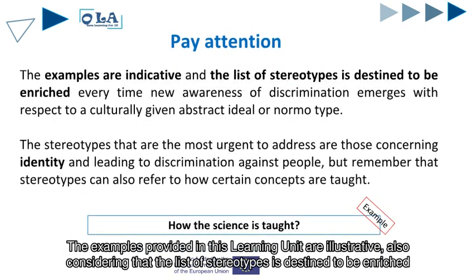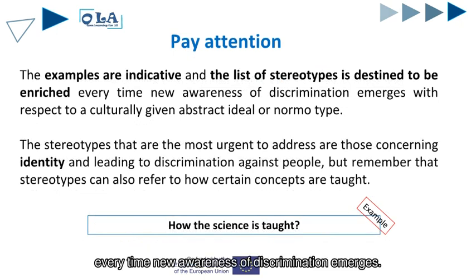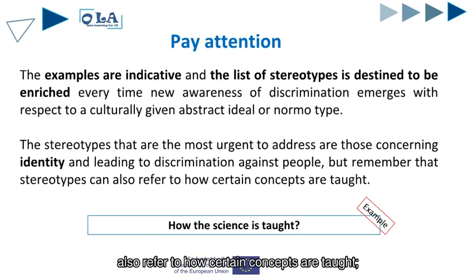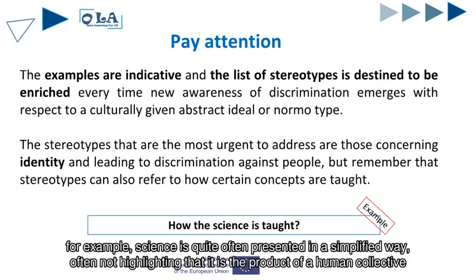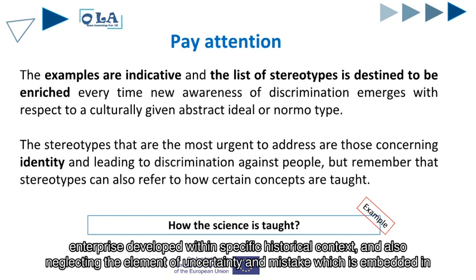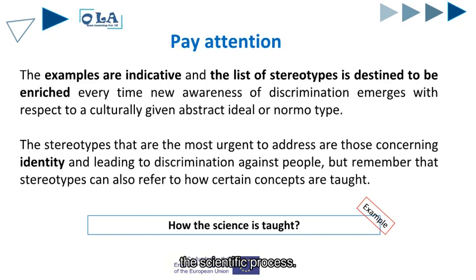The examples provided in this learning unit are illustrative, also considering that the list of stereotypes is destined to be enriched every time new awareness of discrimination emerges. The most urgent stereotypes to be addressed are those concerning identity and leading to discrimination against people. But stereotypes can also refer to how certain concepts are taught. For example, science is quite often presented in a simplified way, often not highlighting that it is the product of a human collective enterprise developed within specific historical context, and also neglecting the element of uncertainty and mistake which is embedded in the scientific process.